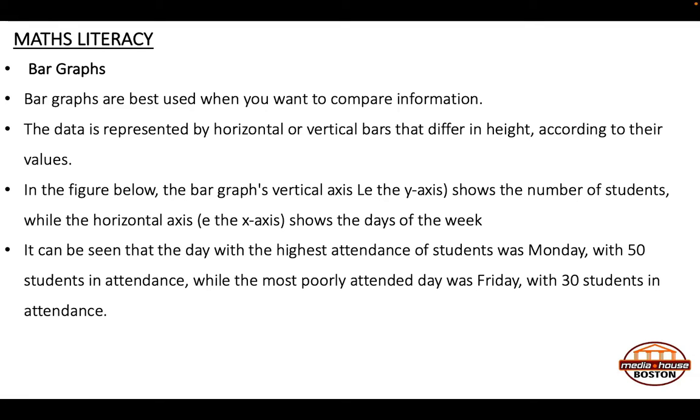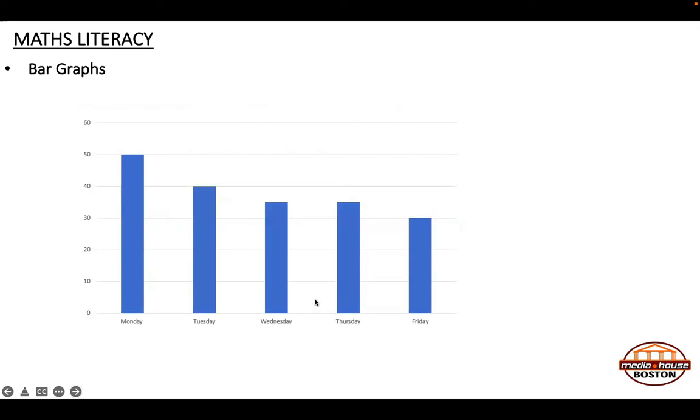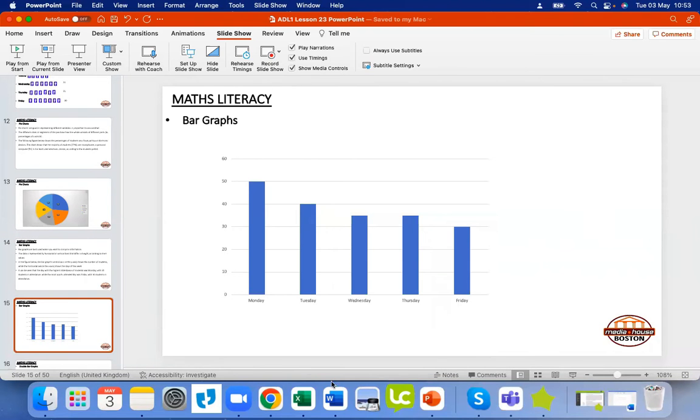So in the figure below, the bar graph's vertical axis, the y-axis, shows the number of students, while the horizontal axis shows the days of the week. It can be seen that the day with the highest attendance was Monday, with 50 students, while the most poorly attended day was Friday, with 30 students. So here we go. I must change some of my graphs and update them actually, because I didn't give them any labels.